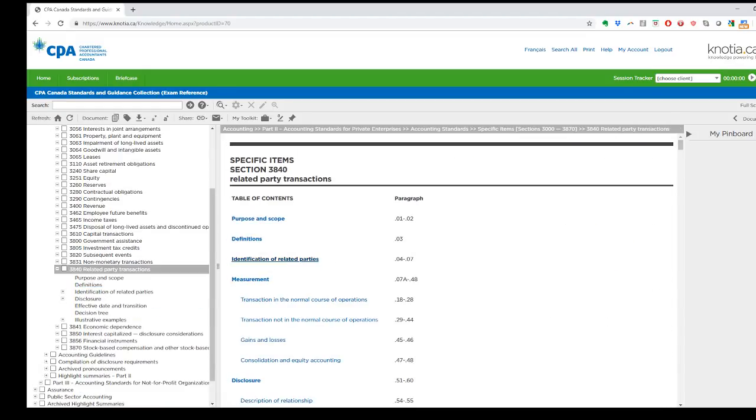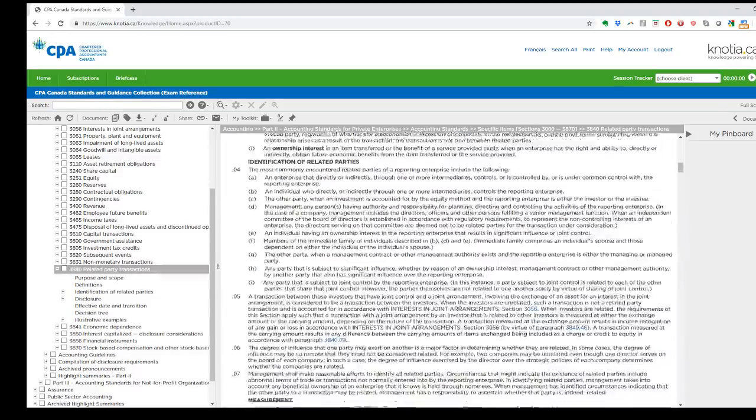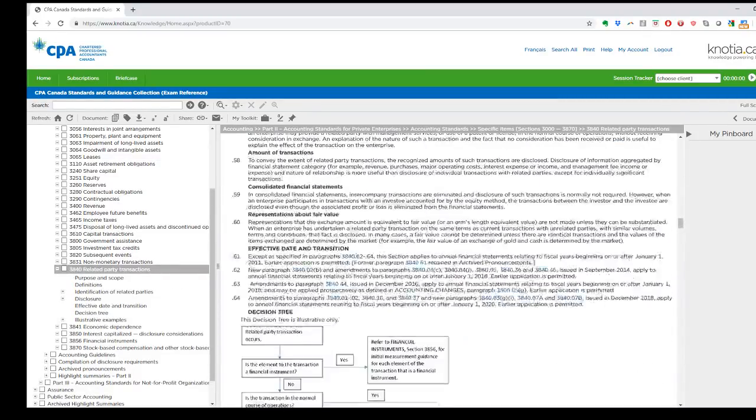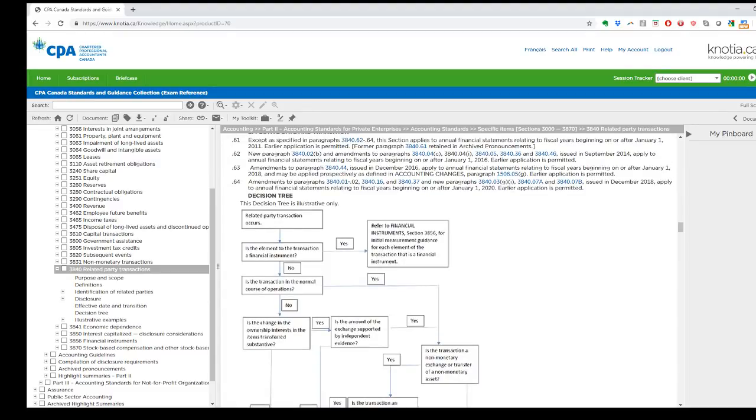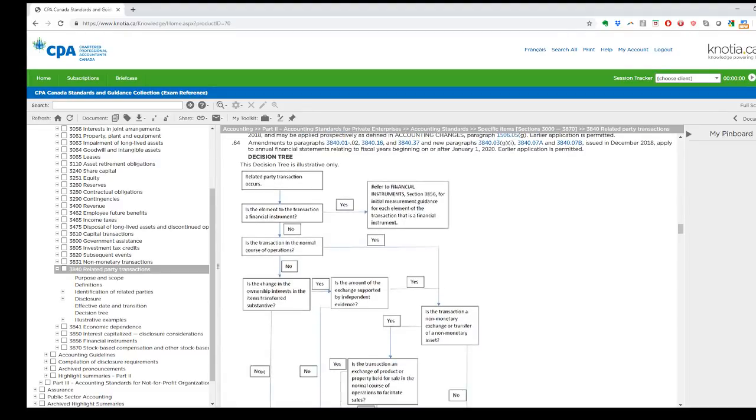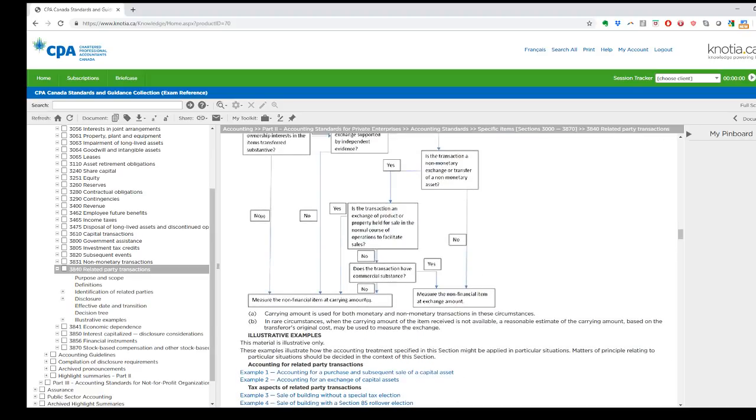Related party transaction. So this was the diagram that we were just going through, and this is very, very helpful for you to save and think about when working out which measure to use in your analysis. The issue, when it comes to related party transactions, is usually which is the appropriate measure to record at: fair value, exchange amount, or carrying amount. So this is the decision tree that you are going to work through. Okay.